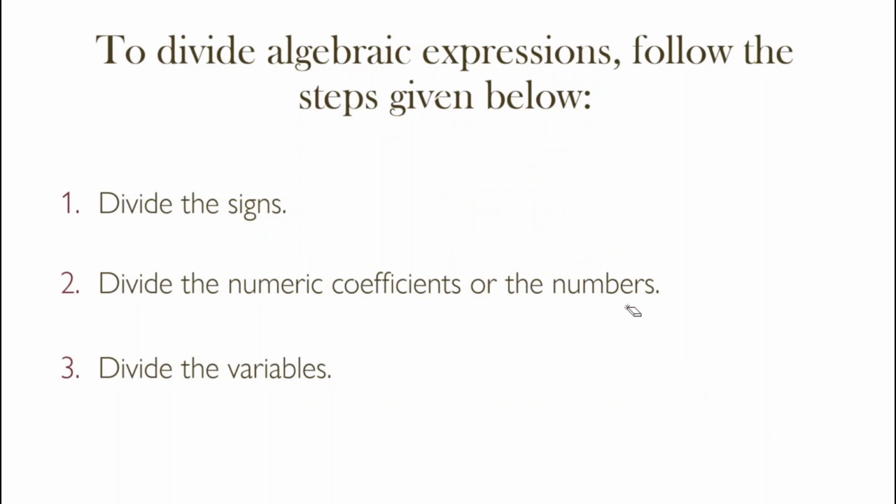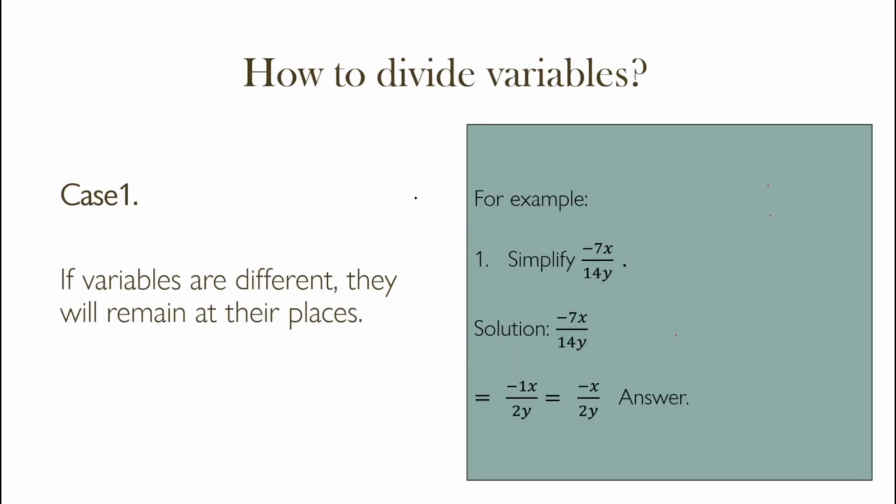I hope it's clear. So let's learn about it using a few examples. So here comes the first example. It says simplify minus 7x over 14y. So basically they are asking us to divide minus 7x with 14y. So please keep those three rules in your head. That first we divide the signs. Here the first algebraic expression is having a negative sign and the one in the denominator is having no sign. It means it is positive.